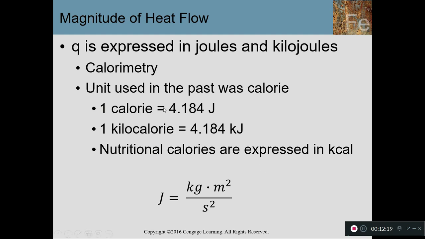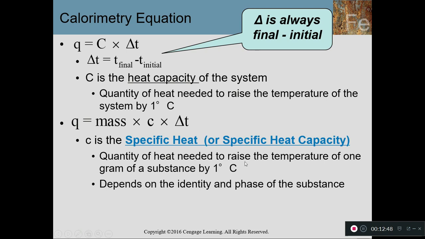The calorie, by definition, is 4.184 joules. Or more specifically, a calorie, by definition, is the amount of energy that's needed to change 1 gram of water 1 degree Celsius. And a joule is kilograms times meter squared per second squared. It's a unit of measurement, much like the Newton or the meter or the second. It's just used to measure energy.